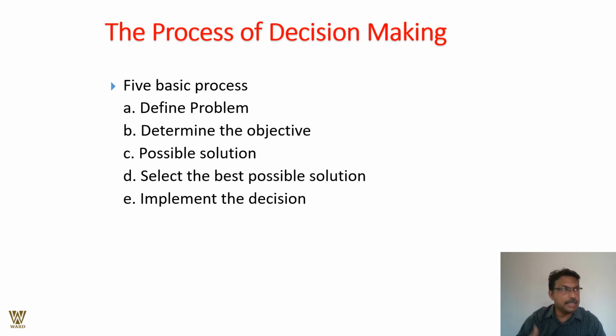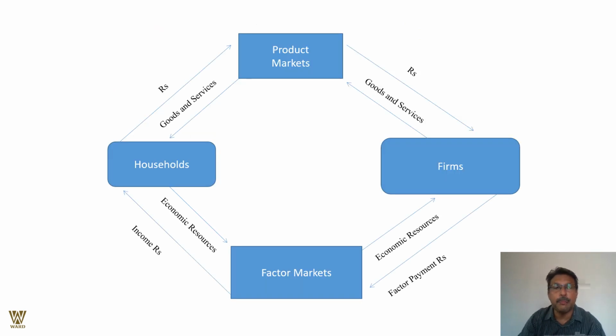Let us understand the process of making decisions. There are five basic steps. First is to define the problem. Second is to determine the objective. Third is to explore possible solution alternatives. Of the many alternatives, the fourth step is to choose the best one. And the last one, once chosen, you've got to walk the talk and implement the solution.